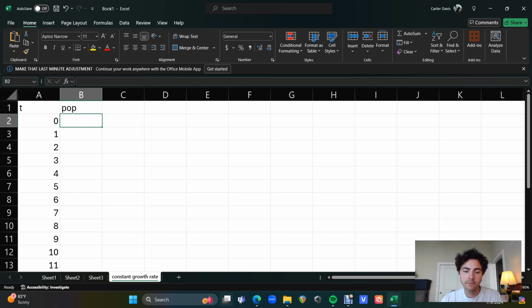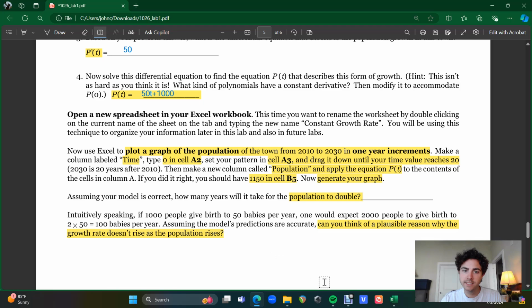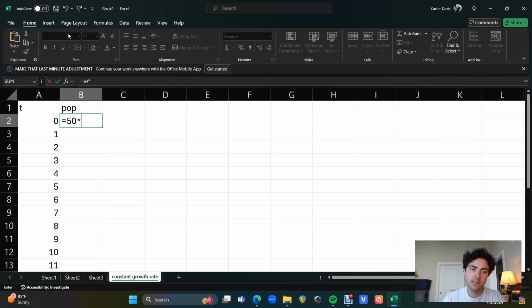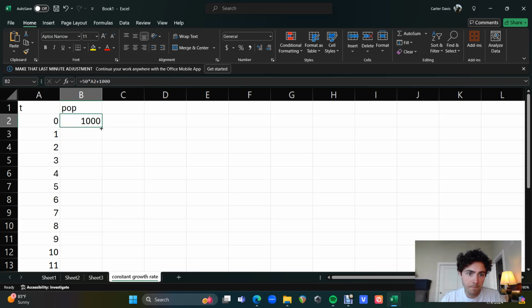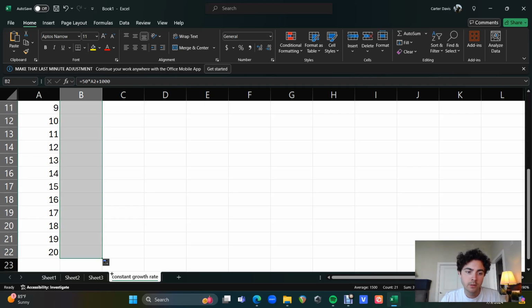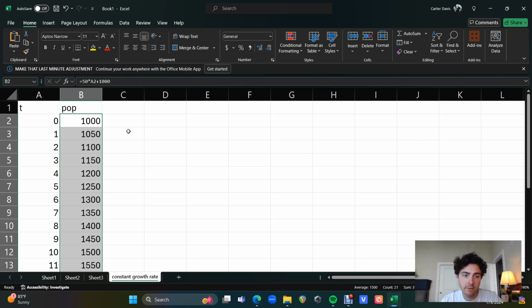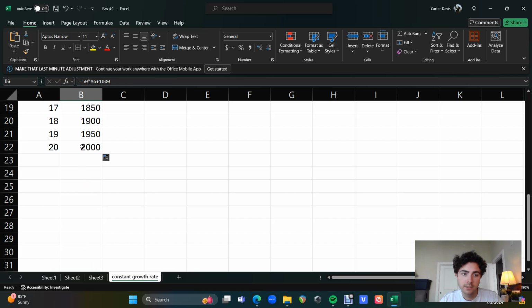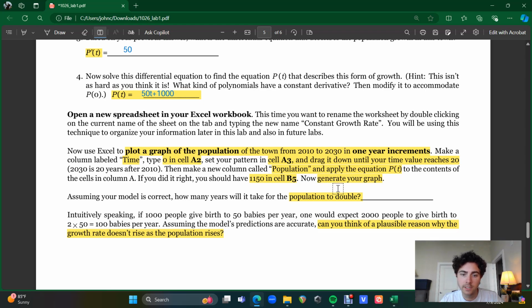For population, we're going to type in the function that we just came up with, which is 50t plus 1,000. So equals 50 times t, plus 1,000. Then we just click and drag this down. Literally all this is doing is adding 50 every time, right? Because this function starts at 1,000 and just adds 50 every year. So it's going up by 50 until it hits 2,000 in the year 2030, 20 years after the start, which started at 2010.